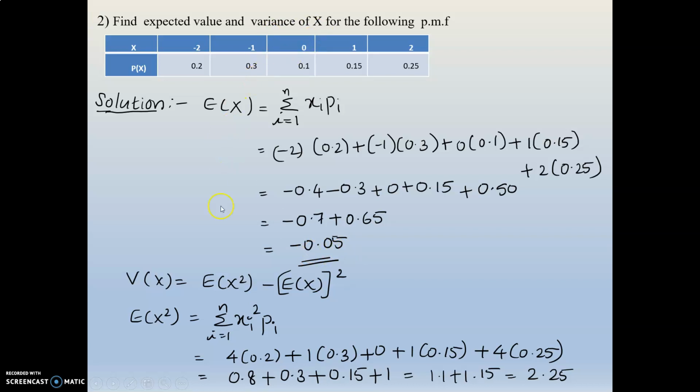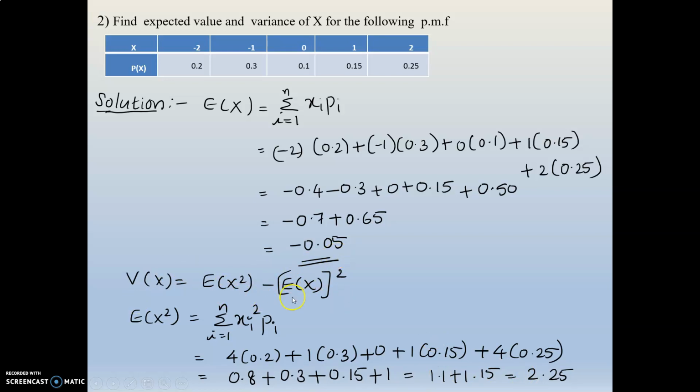Now to find variance of x we have this formula: expectation of x square minus expectation of x whole square. To find expectation of x square, sigma i equal to 1 to n of xi square pi is the formula. So we have to take the square of the x values, that is, minus 2 square is 4. 4 into 0.2 plus 1 into 0.3 plus 0 plus 1 into 0.15 plus 4 into 0.25. You will get 0.8 plus 0.3 plus 0.15 plus 1. After solving, you will get 2.25 for the value of expectation of x square.